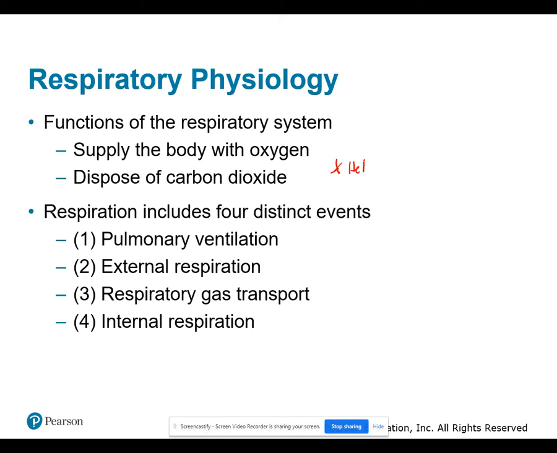So it helps maintain pH levels. And basically, it makes sure that your blood isn't too acidic or too basic.